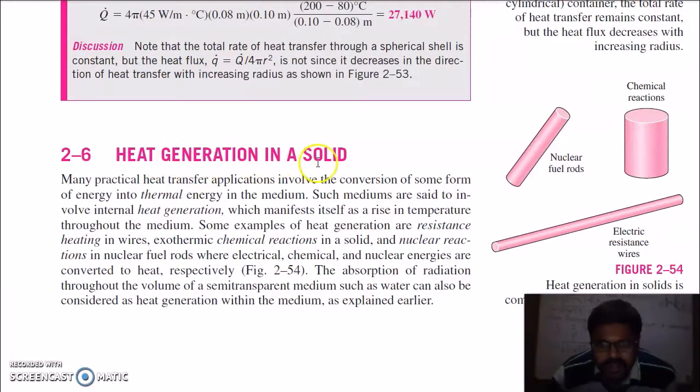Heat generation in a solid. So many practical heat transfer applications involve the conversion of some form of energy into thermal energy in the medium. Such mediums are said to involve internal heat generation, which manifests itself as a rise in temperature throughout the medium. Some examples of heat generation are resistance heating in wires, exothermic chemical reactions, and nuclear reactions in nuclear fuel rods, where electrical, chemical, nuclear energies are converted to heat.